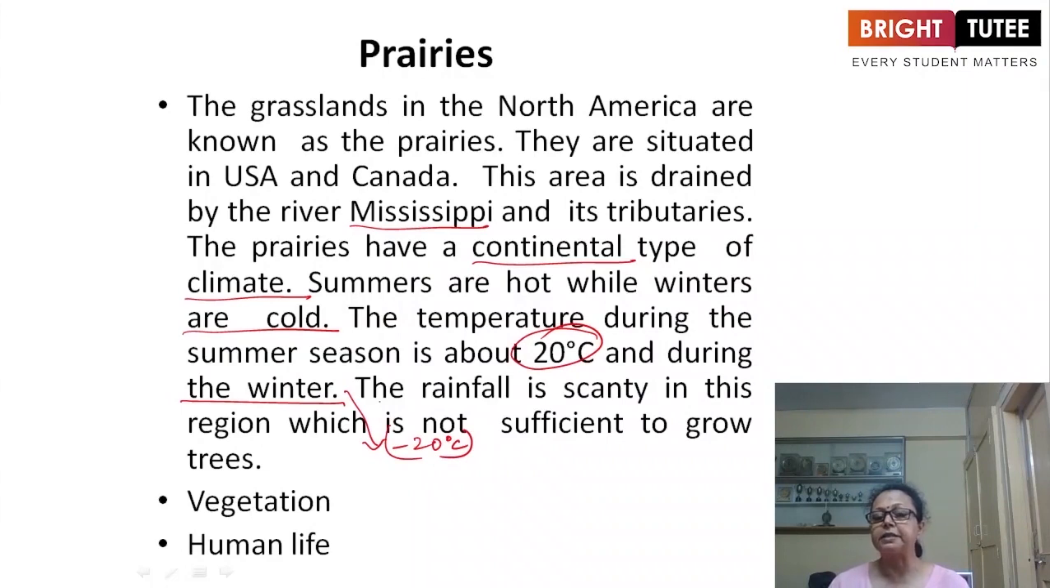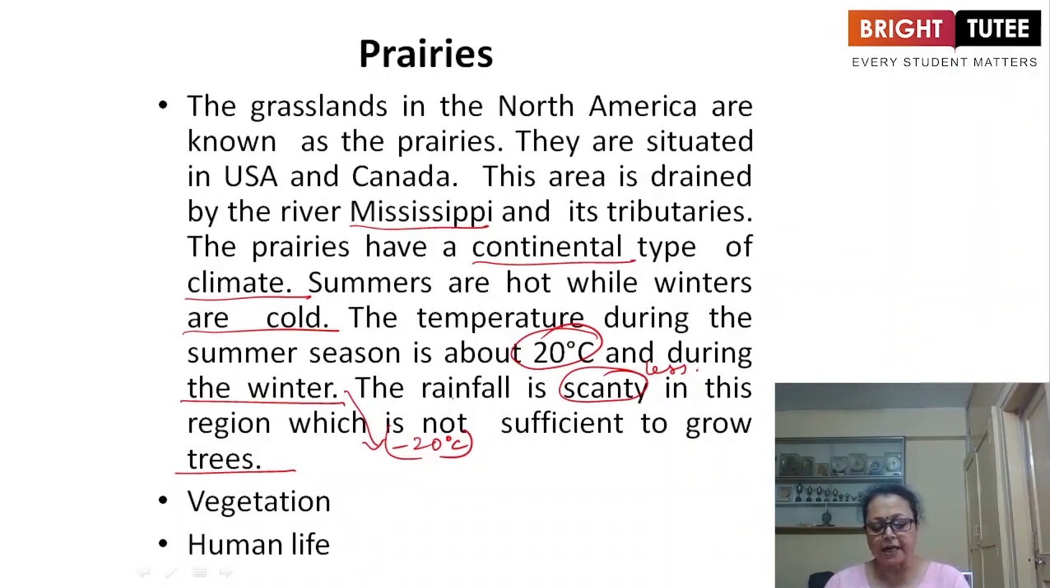So this is the continental type. The rainfall is scanty, very less rainfall. Scanty means less rainfall in this region, which is not sufficient to grow trees. This is the reason behind it. First of all, the climatic condition is not suitable for the growth of big trees, and the rainfall is also very less, which does not support the growth of trees.